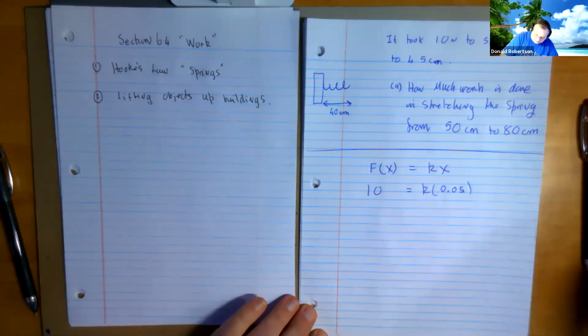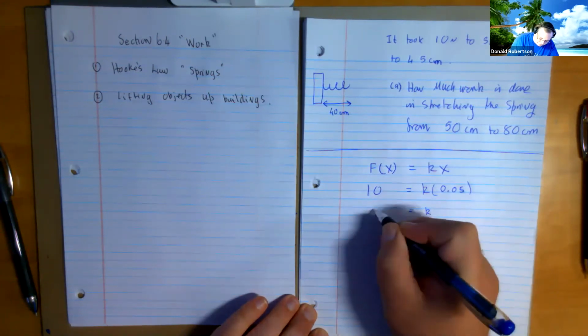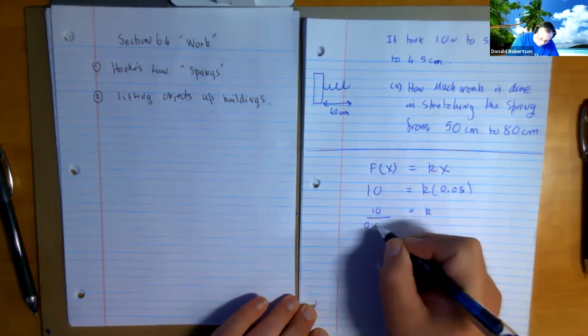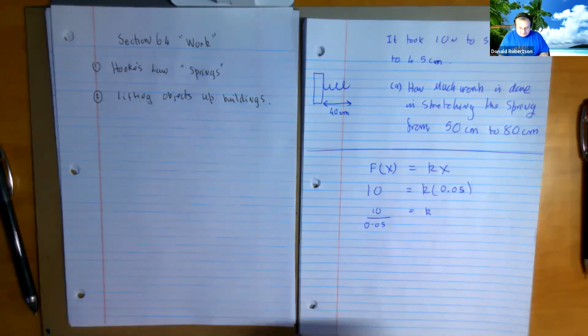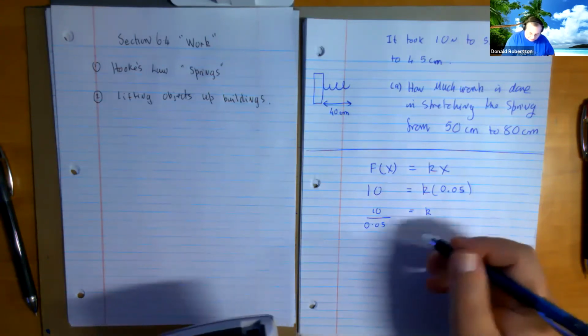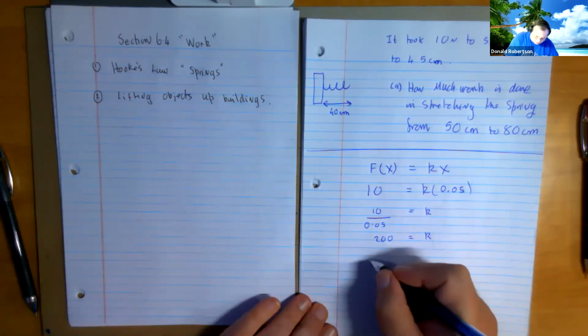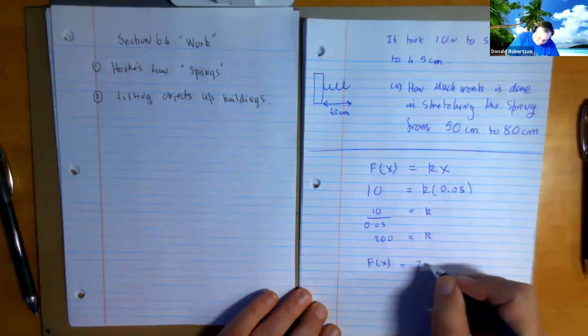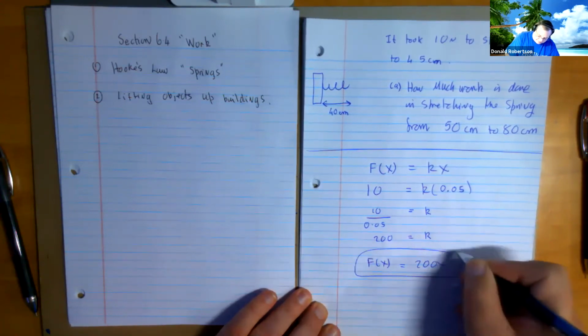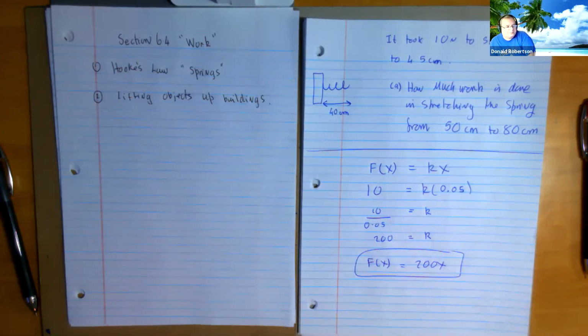Now in this case, if you want to find out what k is, you divide both sides by 0.05. Let's see what that looks like. 10 divided by 0.05, and the answer I get is 200. So I now have the correct force function. Are you comfortable about that little sneaky way in which the information was given to you, rather than the typical way where they just tell you the stretch distance is 10 or whatever?